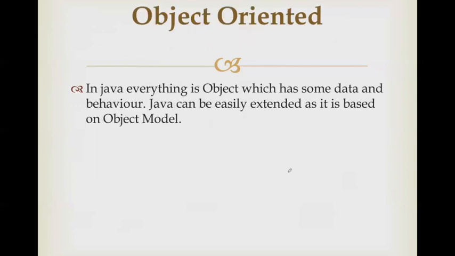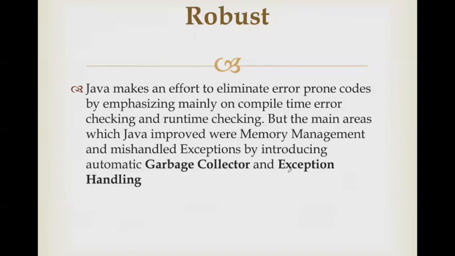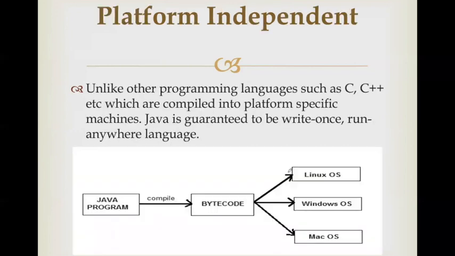Then there is object orientation. In Java, we can design complex architectural solutions to a problem, for which there is little to no capability in C or C++. And Java is a robust language because of the garbage collector and exception handling which come built in. However, in C or C++, we had to write the garbage collection or the exception handling ourselves.